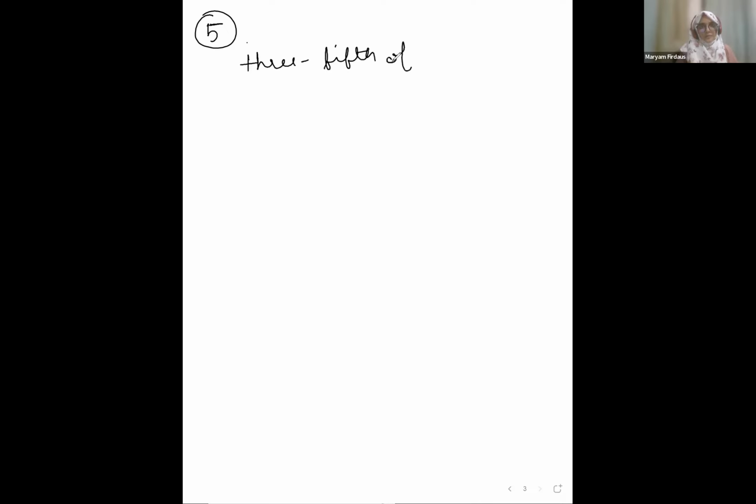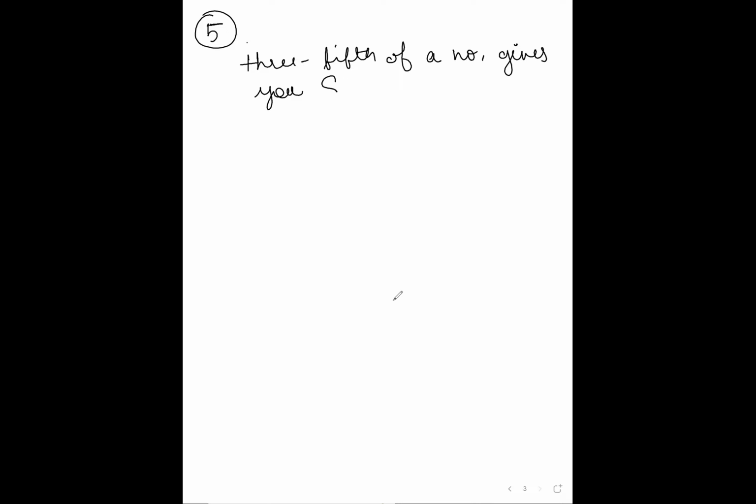3 by 5th of M gives you 6. Actually, you can also call it 3/5 of M, right? 3/5 of a number gives you 6. You can say it like this. Okay. 3/5 of a number gives you 6. Next.